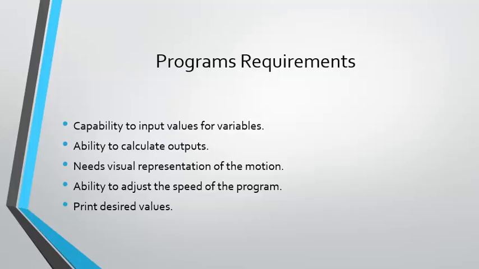Next, we have to be able to have a user input the rate to adjust the speed of the program. That way you can speed up or slow it down to visually determine what our motion is doing. And lastly, print our desired values, which are our calculations.